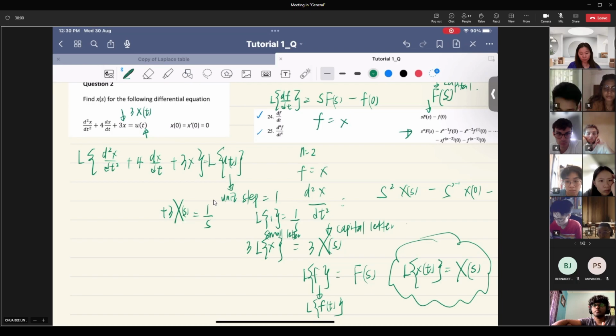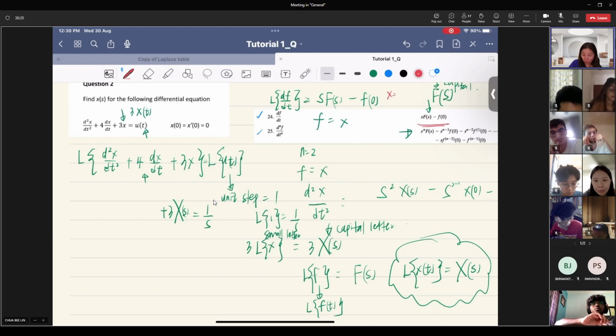Recap. Okay, then this is the first order. For first order, you have to use this sF(s) minus f(0). So from here, for the conversion, just now they were not using the letter f. In here, your small x equals small f, and your big X equals big F.